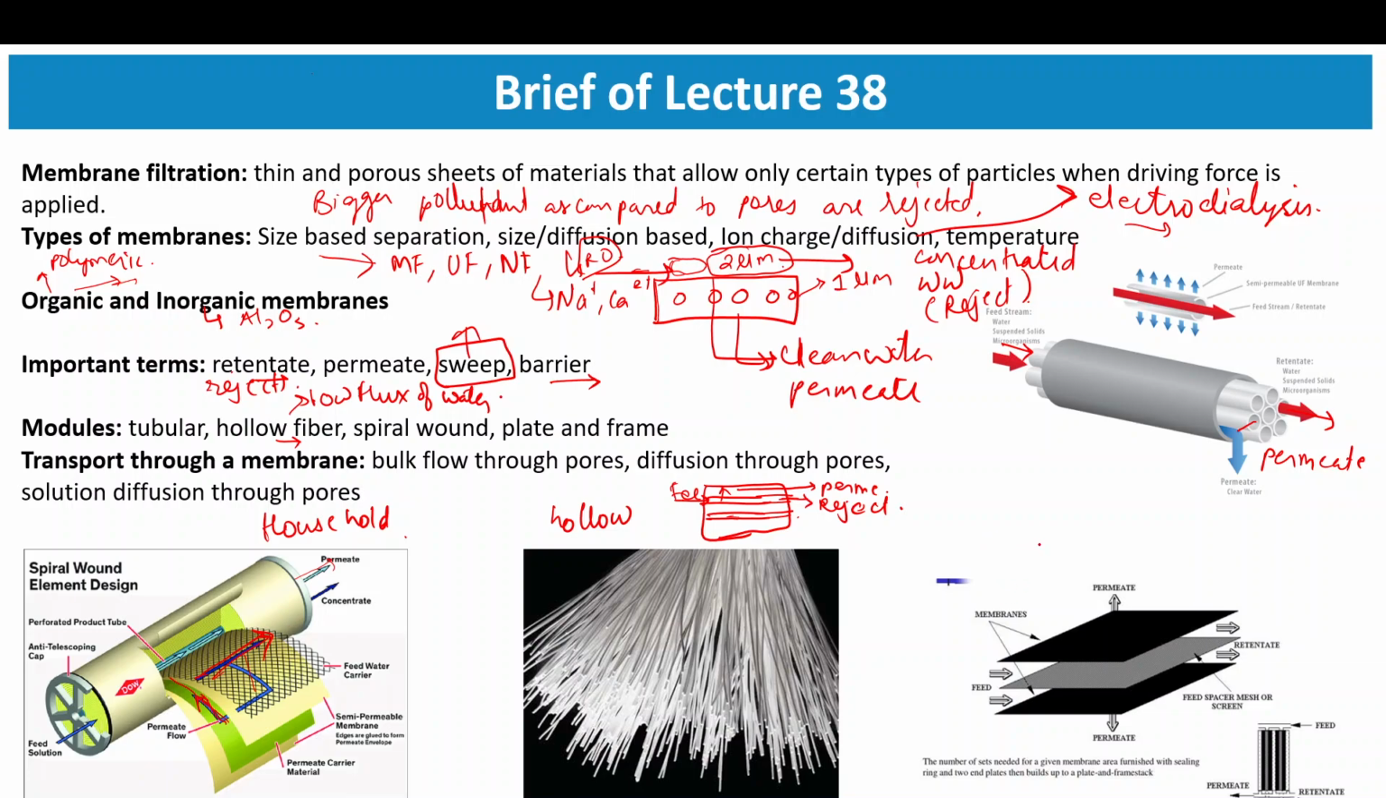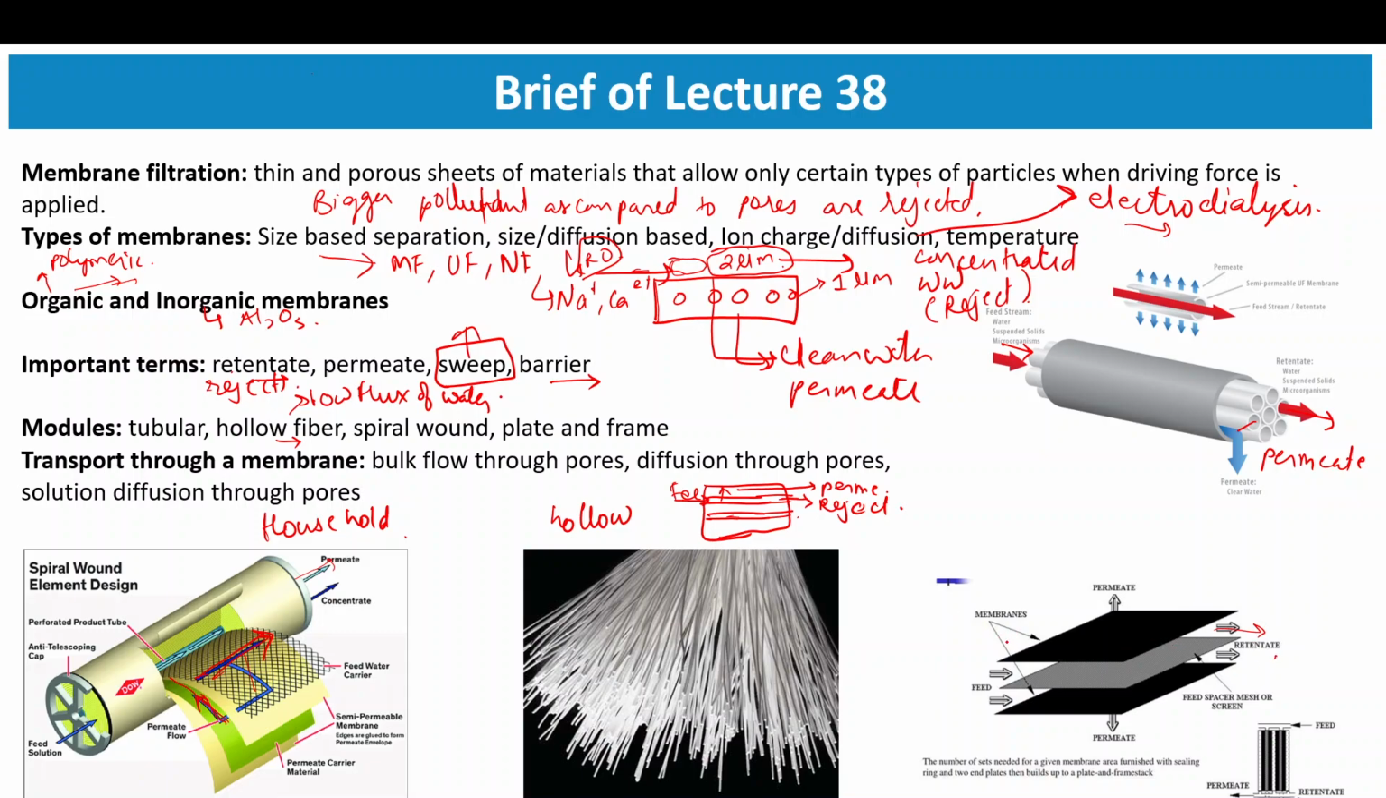Another is the plate and frame module, which is not so common. Here, as you see, between the two plates there is a plate given as support between two membranes, and there will be some space through which feed water passes. This water will be allowed to pass through the membrane. Like if you provide pressure in this direction, then permeate will be obtained from this direction and reject in this direction.